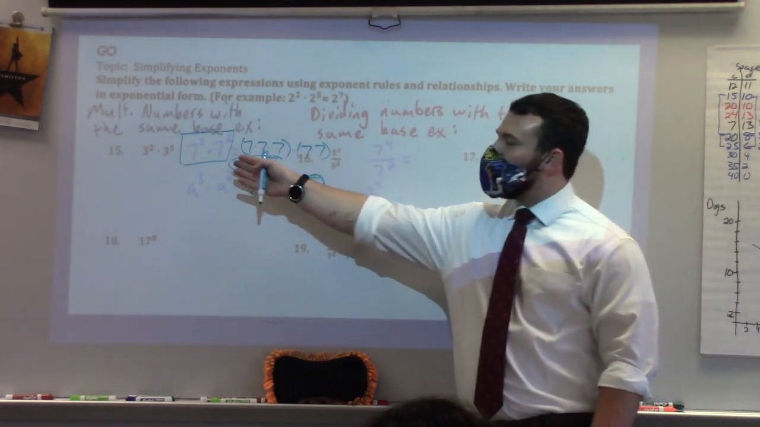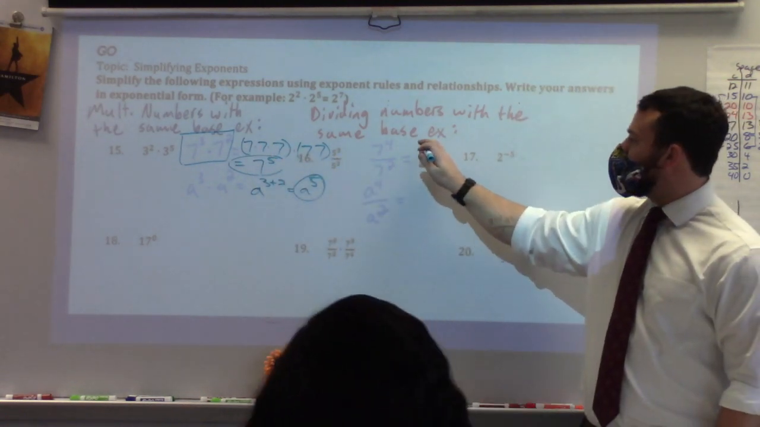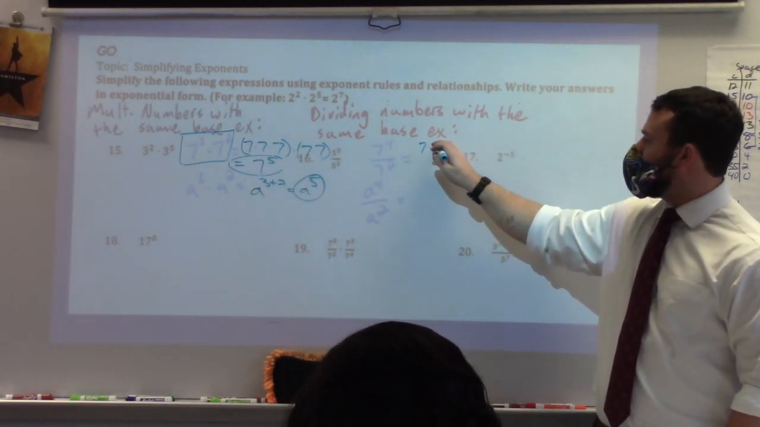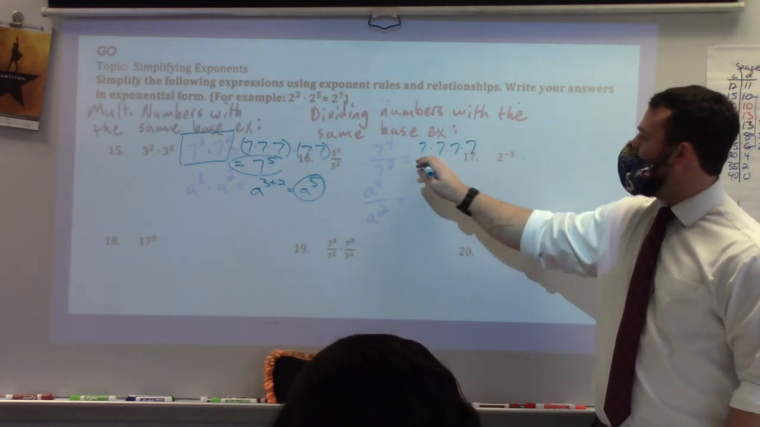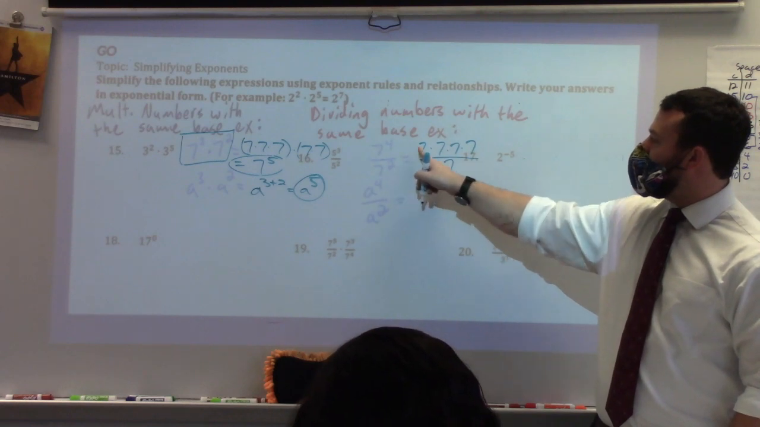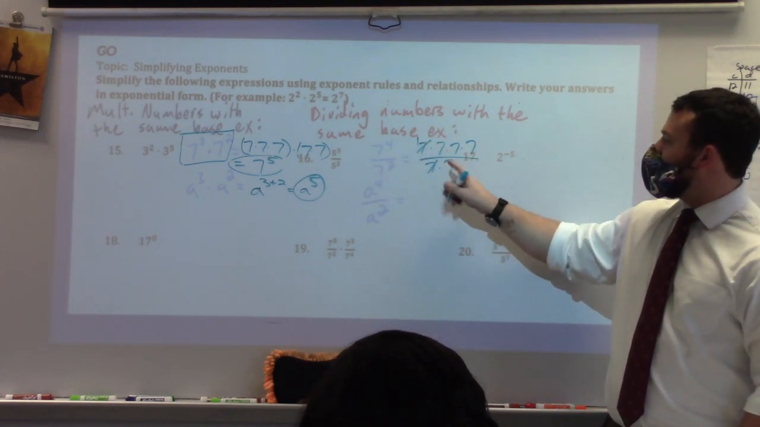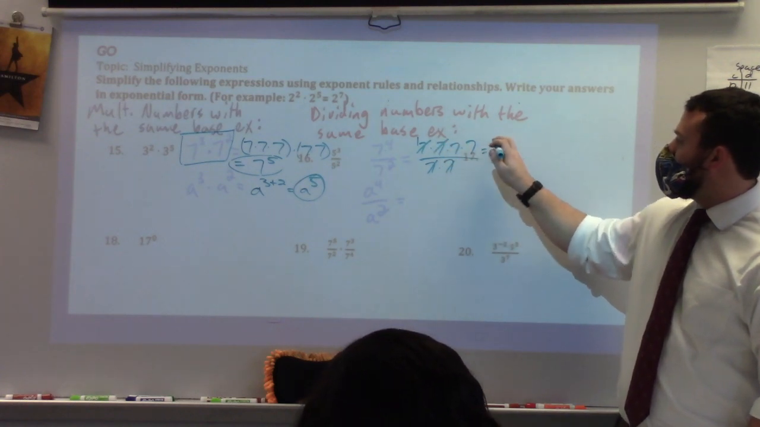Remember how Zay said, okay, let's rewrite 7 to the third as 7 times 7 times 7, right? So 7 to the fourth would be 7 times 7 times 7 times 7, divided by 7 times 7. What is 7 divided by 7? 1. What's 7 divided by 7? 1. So it's 7 to the second.